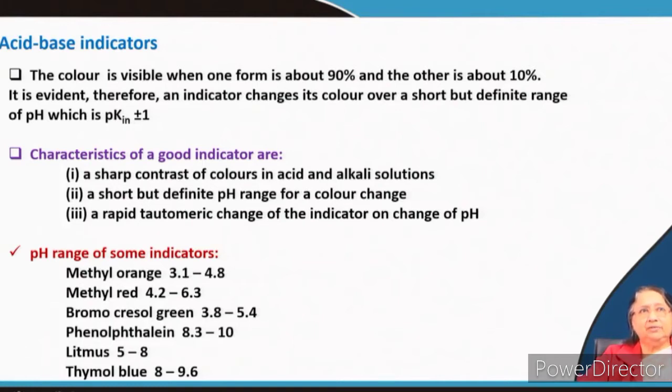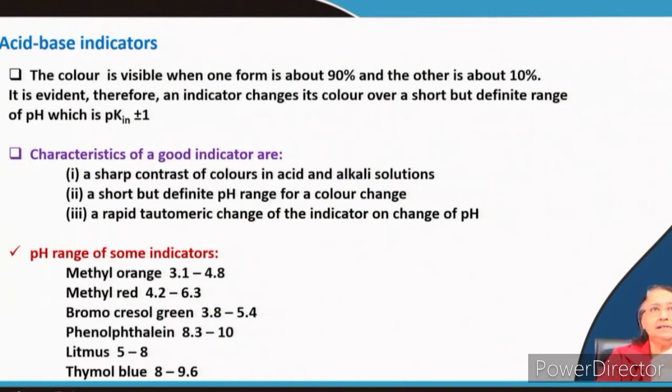There are so many different kinds of indicator. You are the person to choose the indicator for a particular titration. Say for example, each indicator, there are so many indicators: methyl orange, methyl red, bromocresol green, phenolphthalein, litmus, thymol, these are very common. Other than this, there are many other indicators.